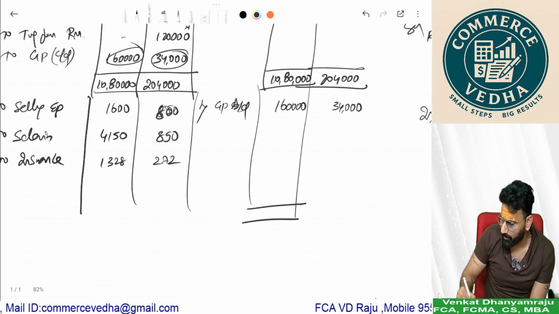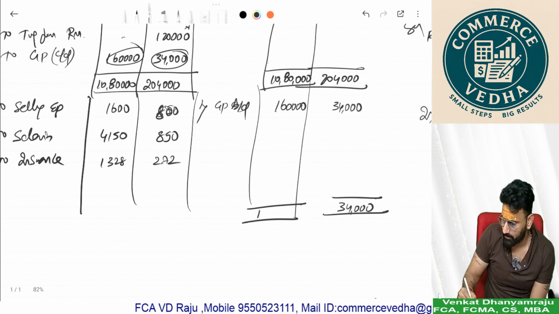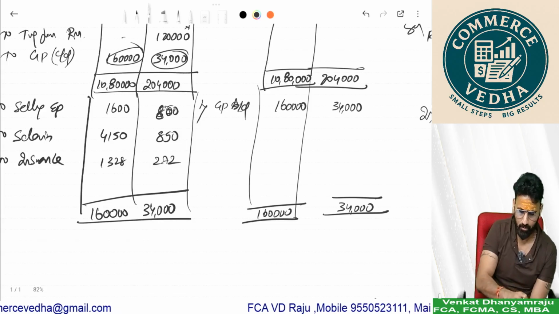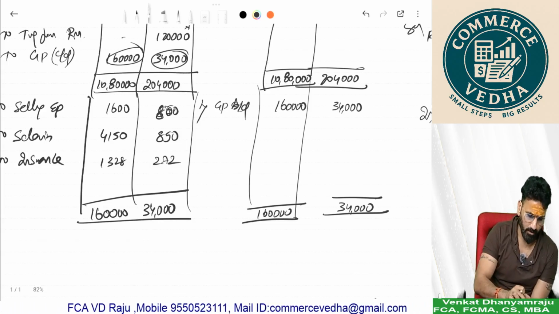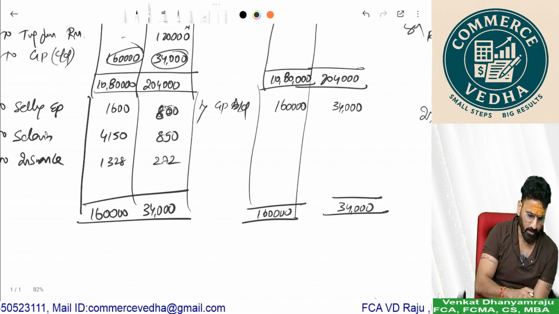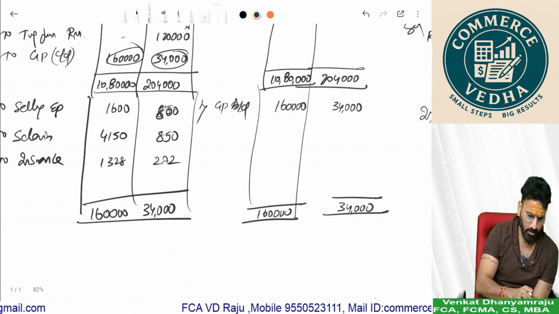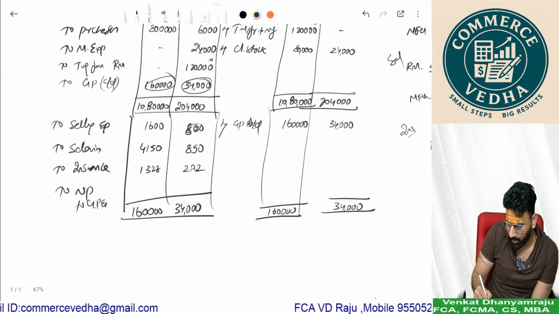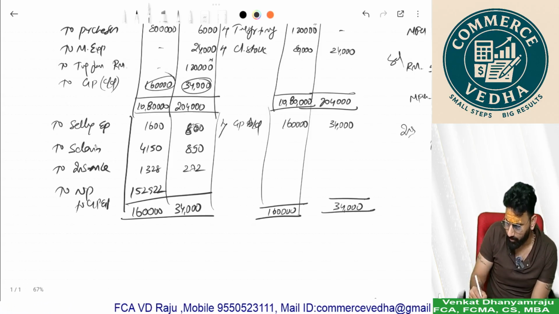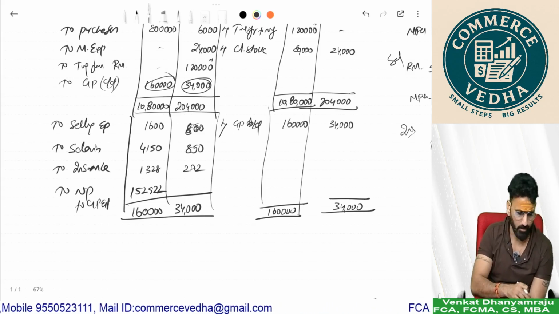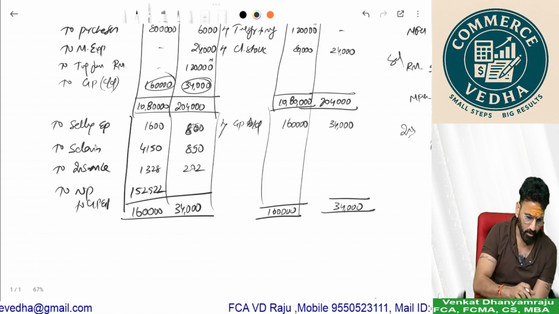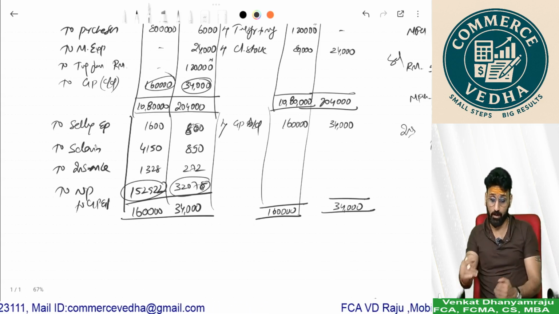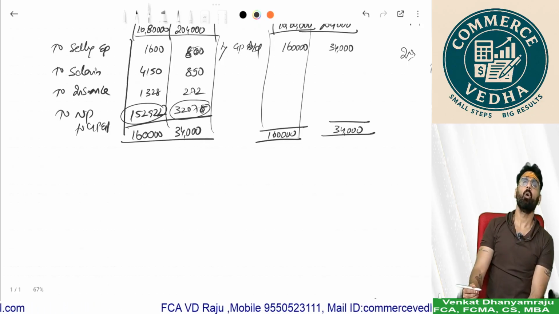Now we should see what is the net profit. 1,60,000 minus 1,600 minus 4150 minus 1328 is 152,922, the net profit to general P&L, which I should take as 152,922 in this case, and 34,000 minus 800 minus 850 minus 272, 32078, is the net profit of manufacturing. Now I also need to identify what is the overall profit.